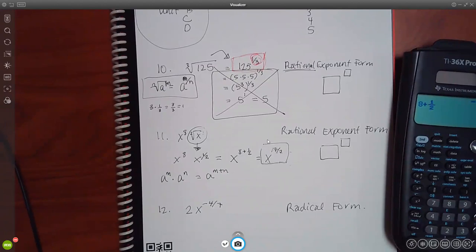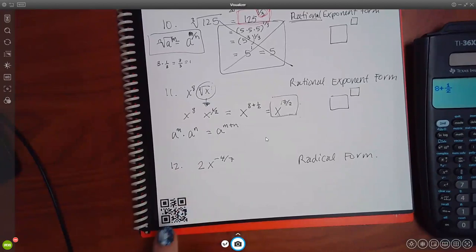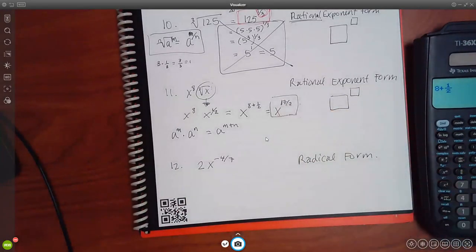Okay, so that's that particular problem. Now, this one was tricky because I had a lot of people doing weird stuff with that one. The first thing that you need to realize is that you need to be able to identify what the base is here, okay? So what does this negative 4/7 actually apply to? That's the exponent of who? Is that the exponent of x? Is that the exponent of 2? Or is that the exponent of 2x? Okay, you have to be able to identify that.